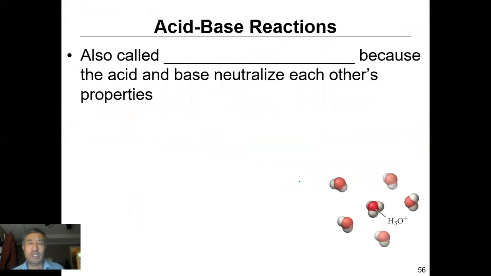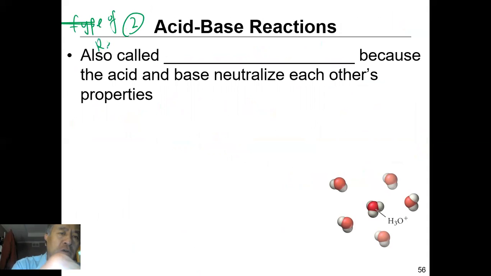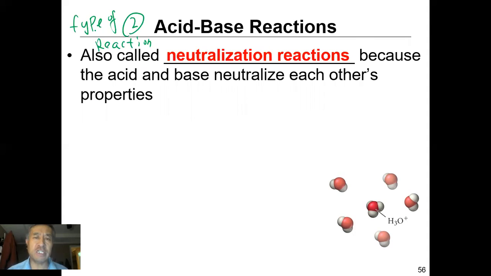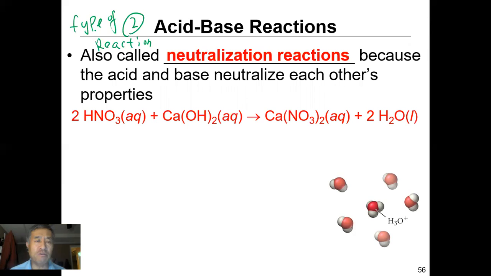Okay, the other type of reaction is acid-base reactions. This is our second type. So we talk about types of chemical reactions. The first type is the precipitation reactions. The order doesn't matter. I just want to emphasize that we have different types of reactions. An acid-base reaction is also called a neutralization reaction because acids and bases neutralize each other's properties.